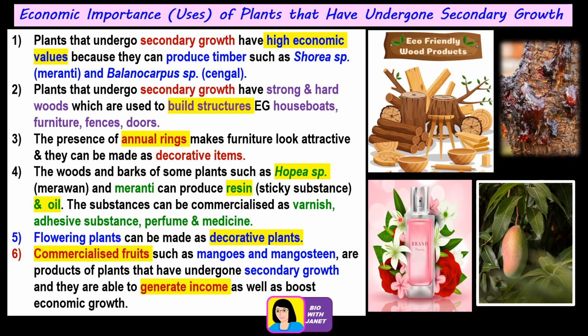Okay, now flowering plants can be made into decorative plants too, right? And commercialized fruits, okay, such as mangoes and mangosteens. That means all these fruits can be exported for sale, right? Or eaten, that can be sold and eaten. So mangoes, mangosteens, even durians, okay, are products of plants that have undergone secondary growth, and they're able to generate income as well as boost economic growth.